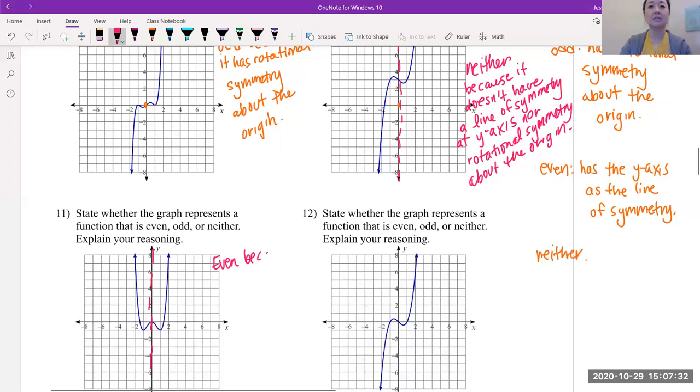Even because the y-axis is the line of symmetry. Reflectional symmetry. I'll just write it like this because that's all I got right now: line of symmetry.